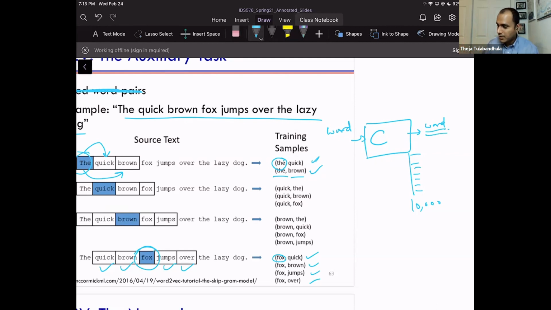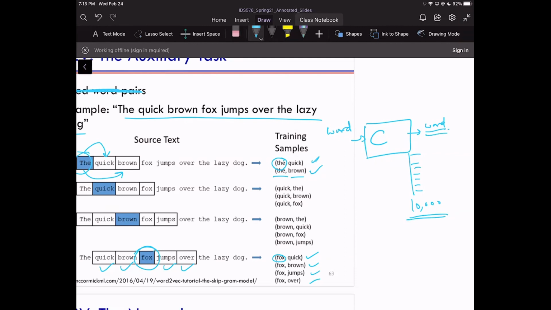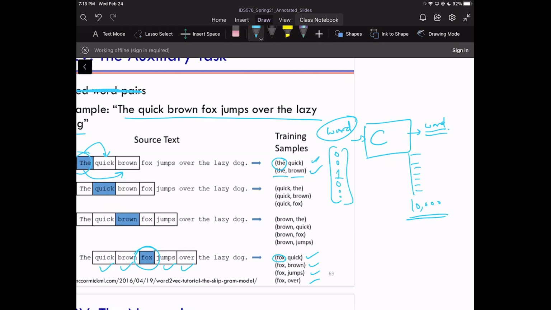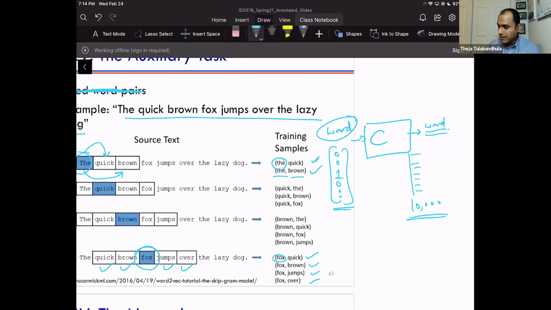Is the output clear? The output is just going to be a 10,000 dimensional classifier. And the input is just a word. What input are we going to give? Just a one-hot encoding. If the word is D, somewhere it's 1 and everywhere else it's 0. But when we eventually train this classifier, it will have that W. We will learn the word embeddings.